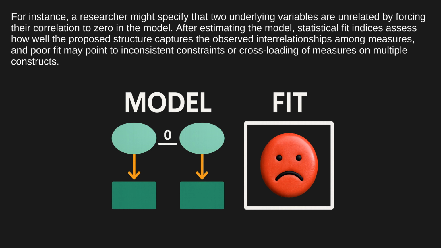For instance, a researcher might specify that two underlying variables are unrelated by forcing their correlation to 0 in the model. After estimating the model, statistical fit indices assess how well the proposed structure captures the observed interrelationships among measures, and poor fit may point to inconsistent constraints or cross-loading of measures on multiple constructs.